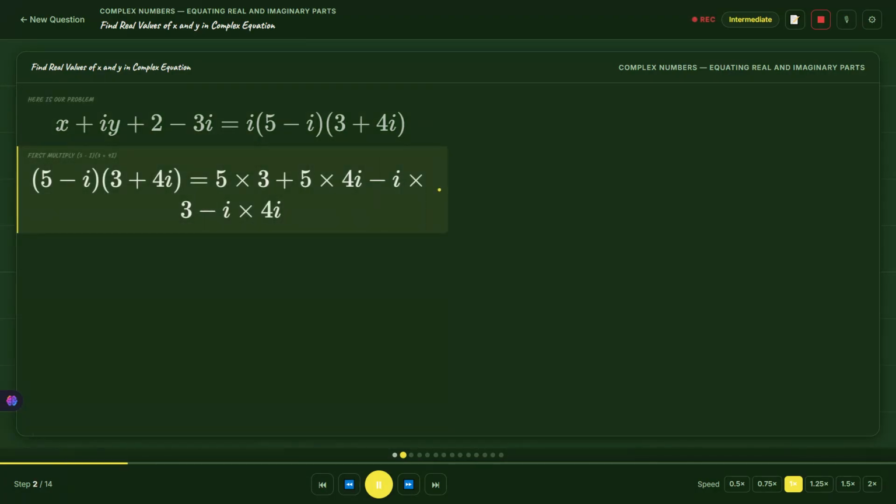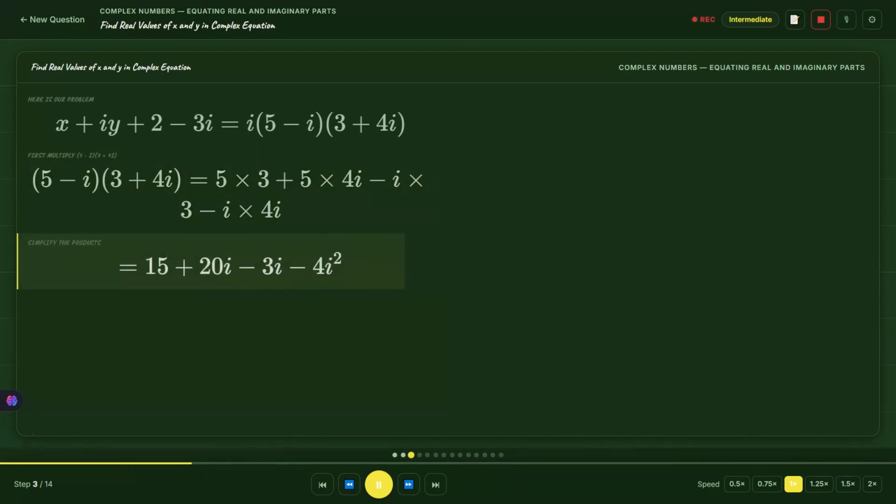Let's start with the right side. We need to open up the brackets. We take each part from the first bracket and times it with each part from the second bracket. Now we just do each little times problem. 5 times 3 is 15, 5 times 4i is 20i, negative i times 3 is negative 3i, and negative i times 4i is negative 4i squared.